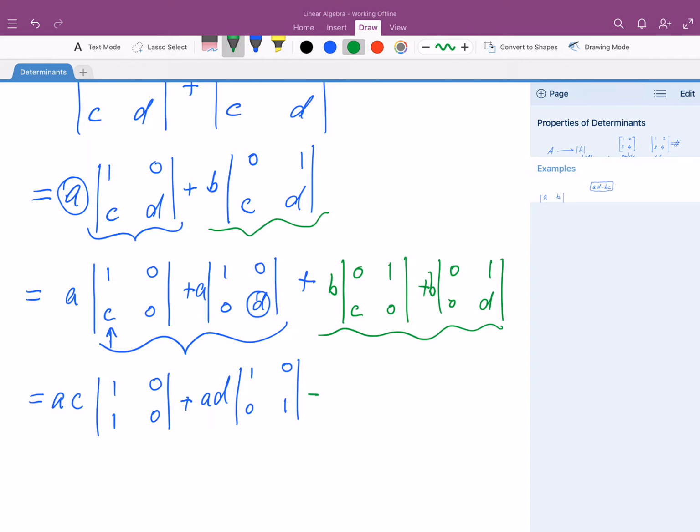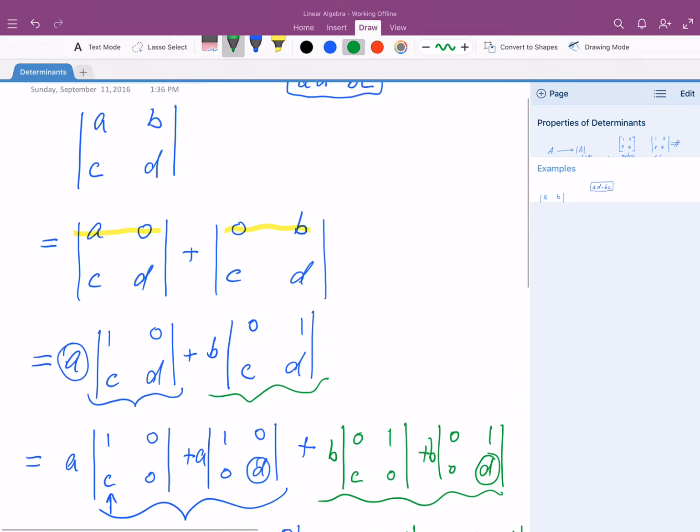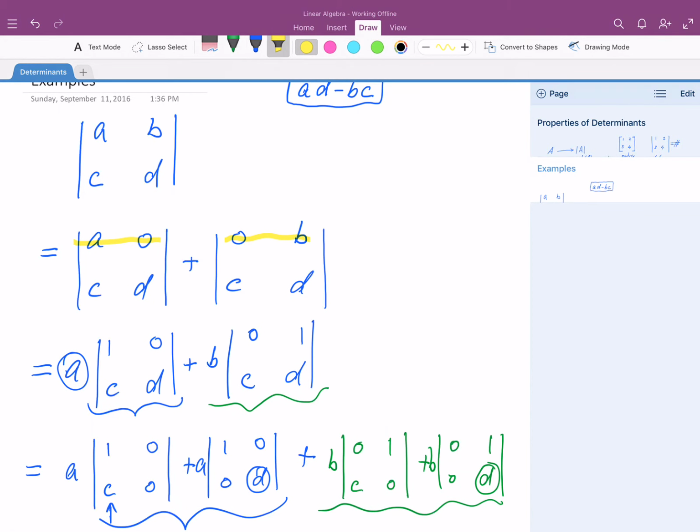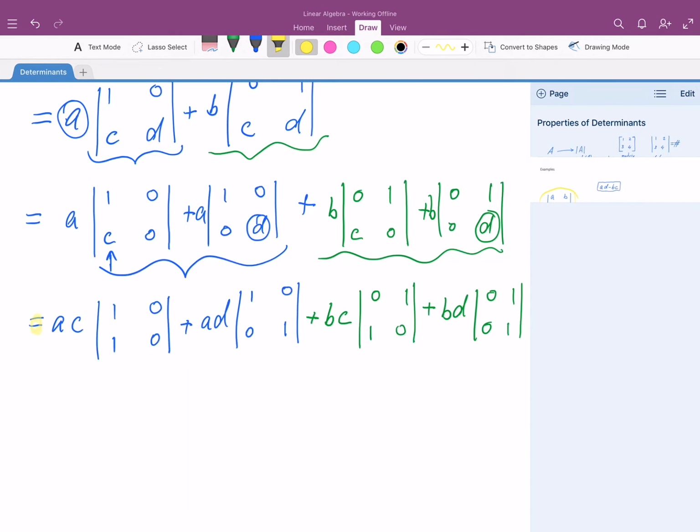Plus, now let's do the green parts. I'm going to factor out C again from the second row. So I get 0, 1, 1, 0. Plus, I'm going to factor out D from the second row, so BD times 0, 1, 0, 1. So here we are. We've managed to break up this original determinant into a sum of 4 determinants, right here. Now, all we have used is linearity, both versions, the addition and the multiplication.